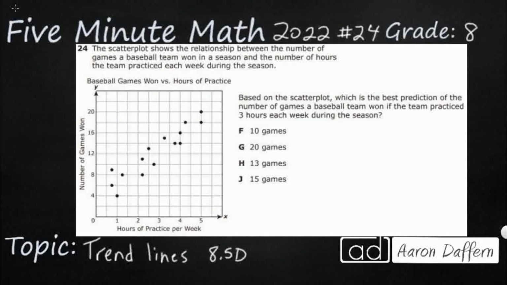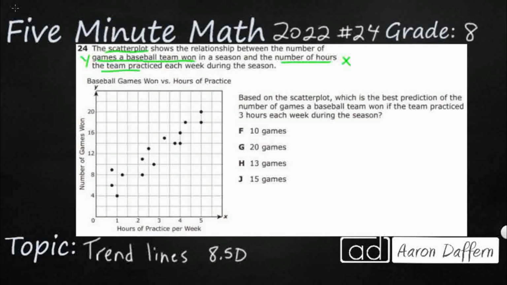So we have a scatter plot here, and it looks like it's showing the relationship between the number of games a baseball team wins, which looks like our y-axis, and the number of hours the team practiced, which is going to be your x-axis. That makes sense, right? The more practice you get, the better you're going to be. You're going to win more games.